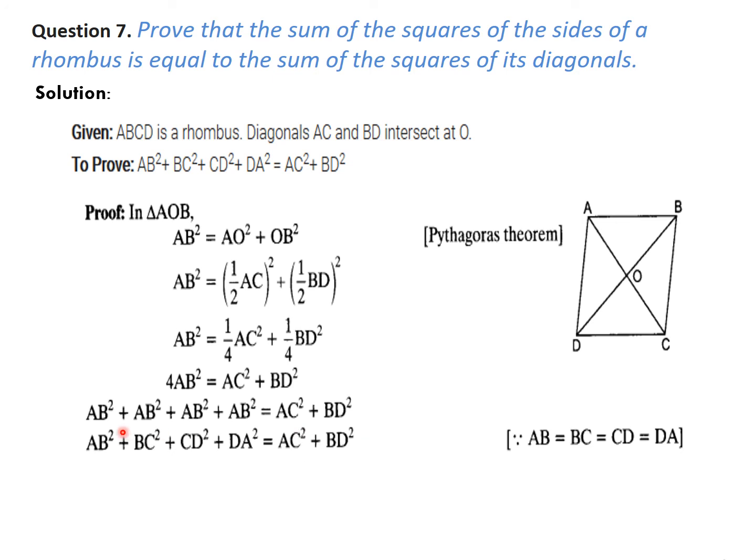Now we know all the sides are of equal length, because all the sides of a rhombus are equal. So instead of AB, we can write down BC. Instead of AB again, we can write down CD. And instead of AB here, we can write down DA. So these are the names of each of the sides, and the sum of their squares is equal to the right hand side. Hence, proved.